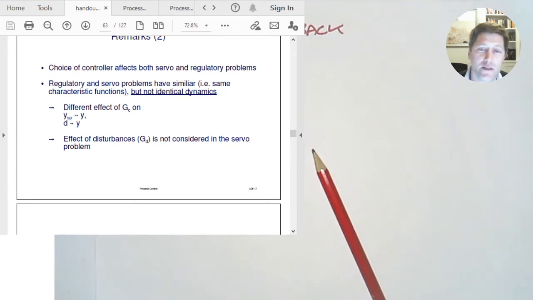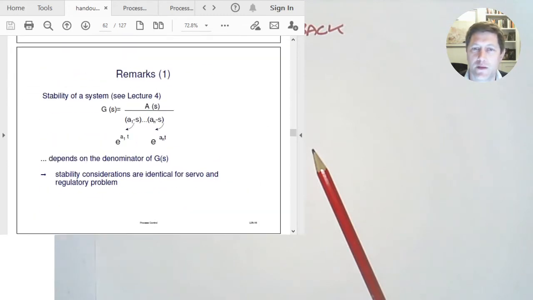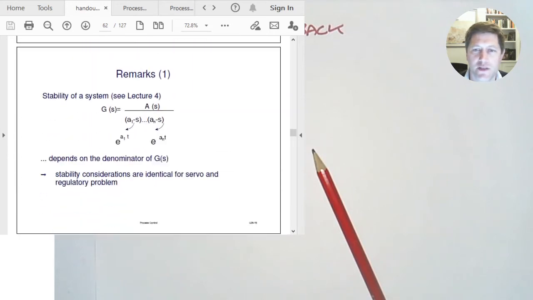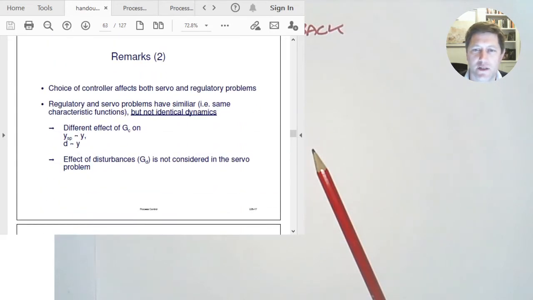And we note that the effect of disturbances is not considered in the servo problem. So we check that. So if you look at the servo problem, the disturbance doesn't feature in this. There's no D in this term. And likewise, the set point isn't featuring in here in the regulatory problem. So the two parts can be considered independently when you design your controller.